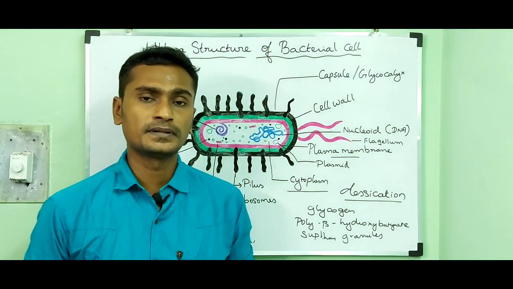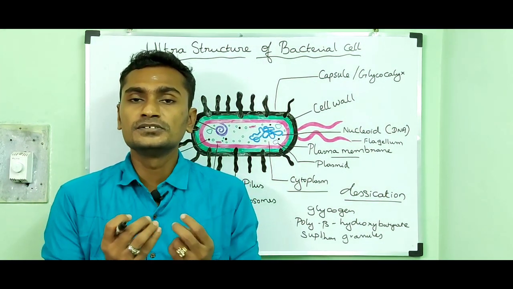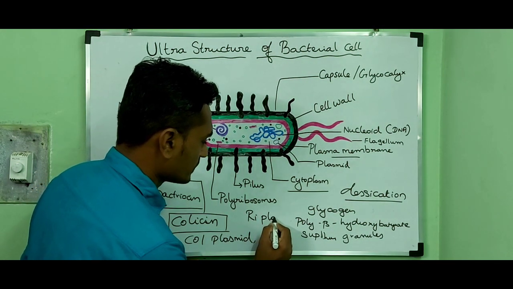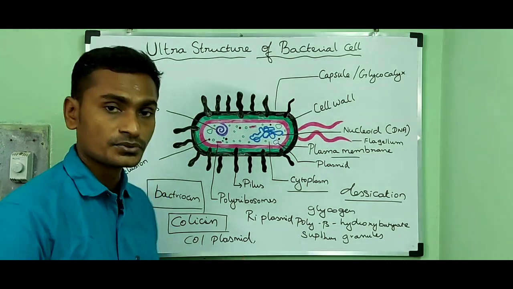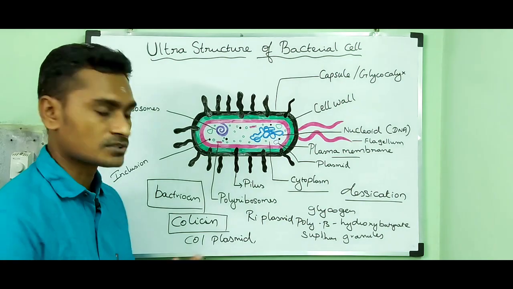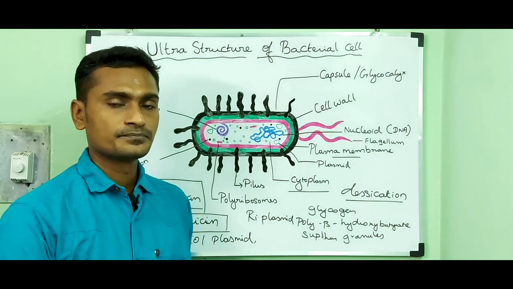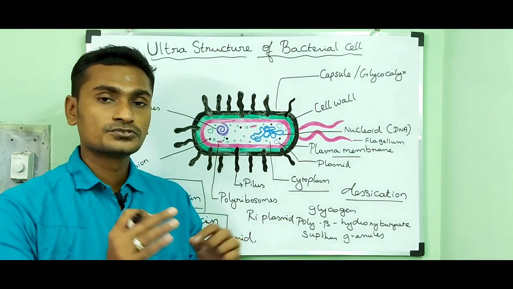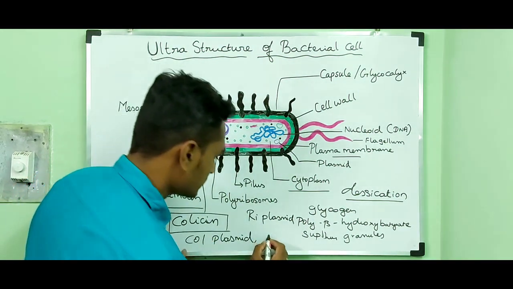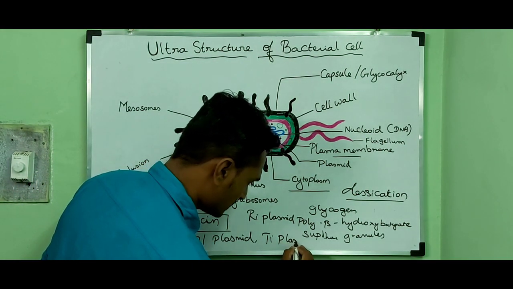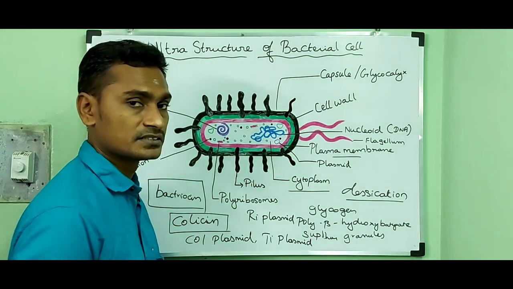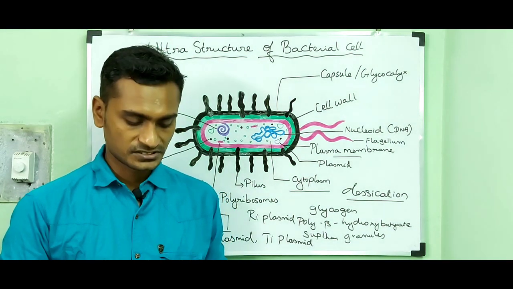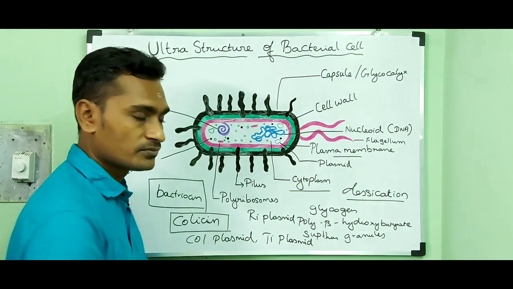Then a plasmid which can induce the growth of roots is called the Ri plasmid. A plasmid which can induce tumor in an organism is called the Ti plasmid. So that's all about the types of plasmids.